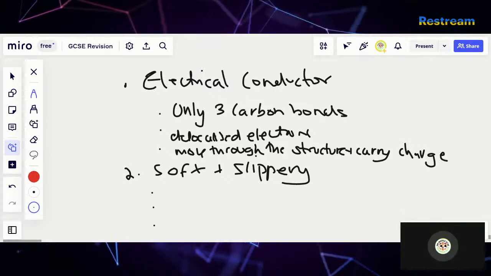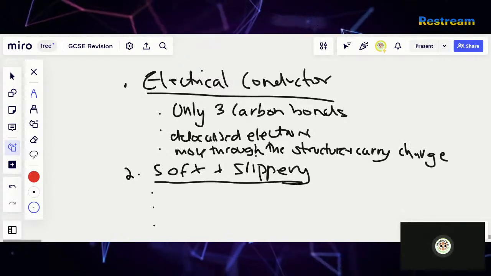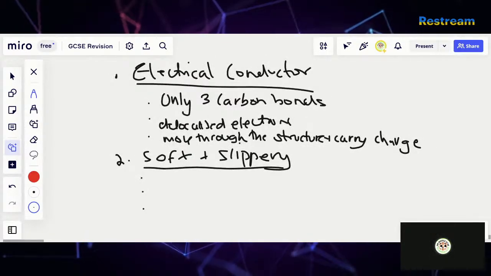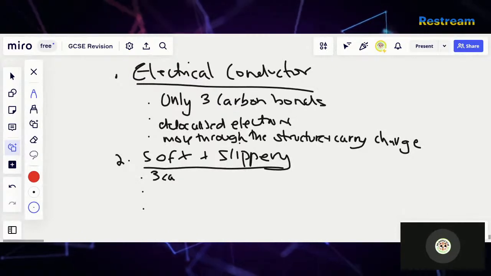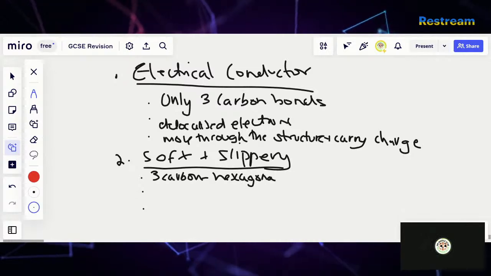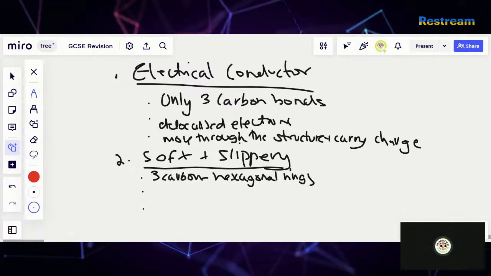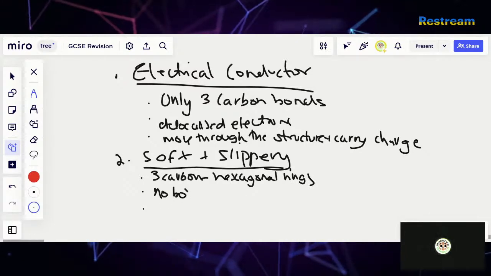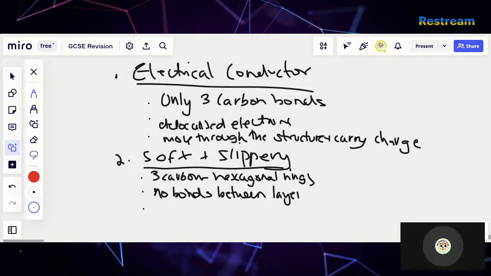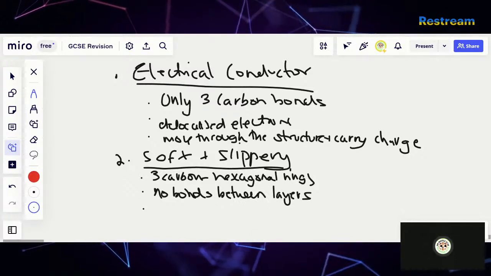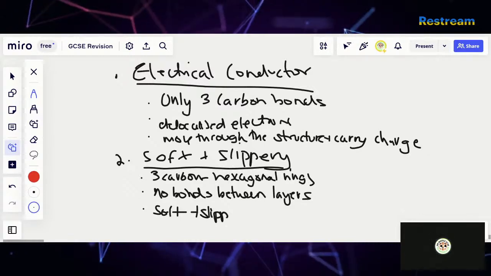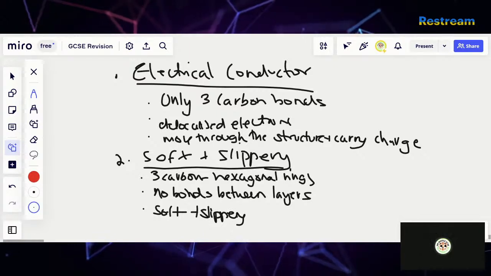Now, if we were to explain why is it soft and slippery? So in terms of why it's soft and slippery, you could say because there's the 3 carbon bonds, the 3 carbon bonds are formed in hexagonal rings, which means that there are no bonds between the layers. And because there are no bonds between the layers, this then means that it's soft and slippery and can slide on the paper or whatever you're using to write with.